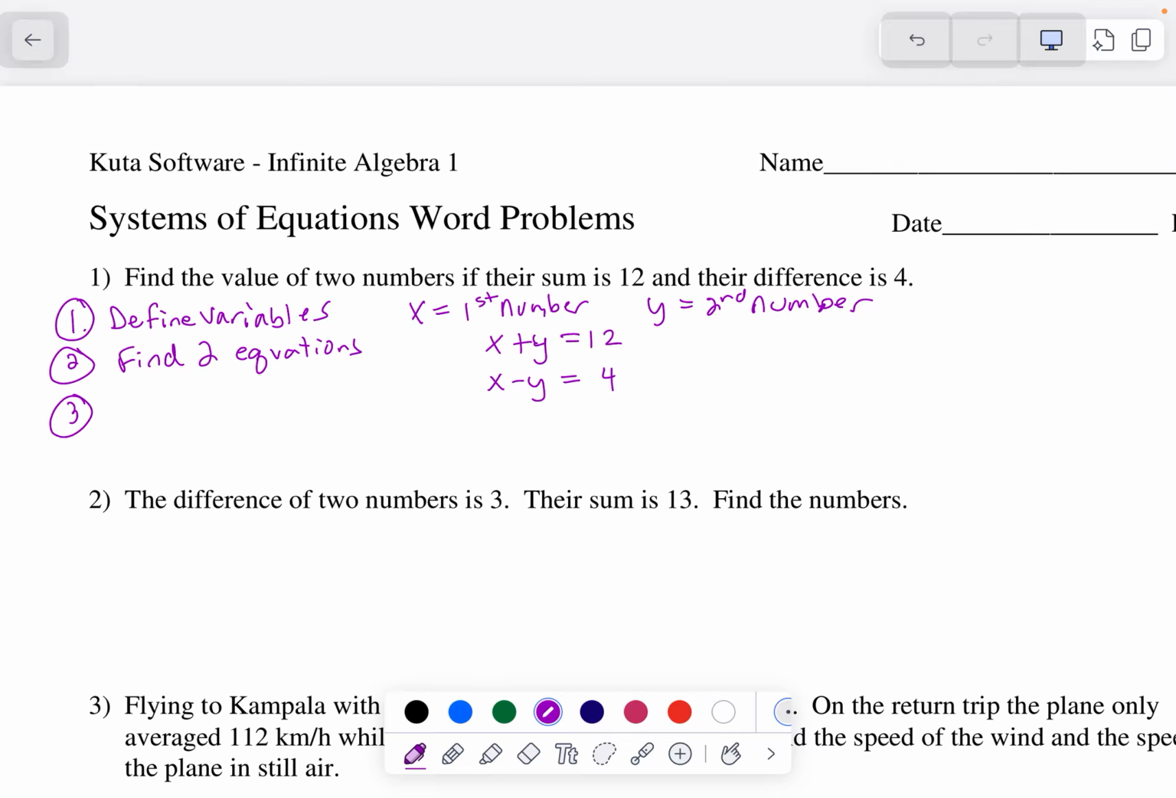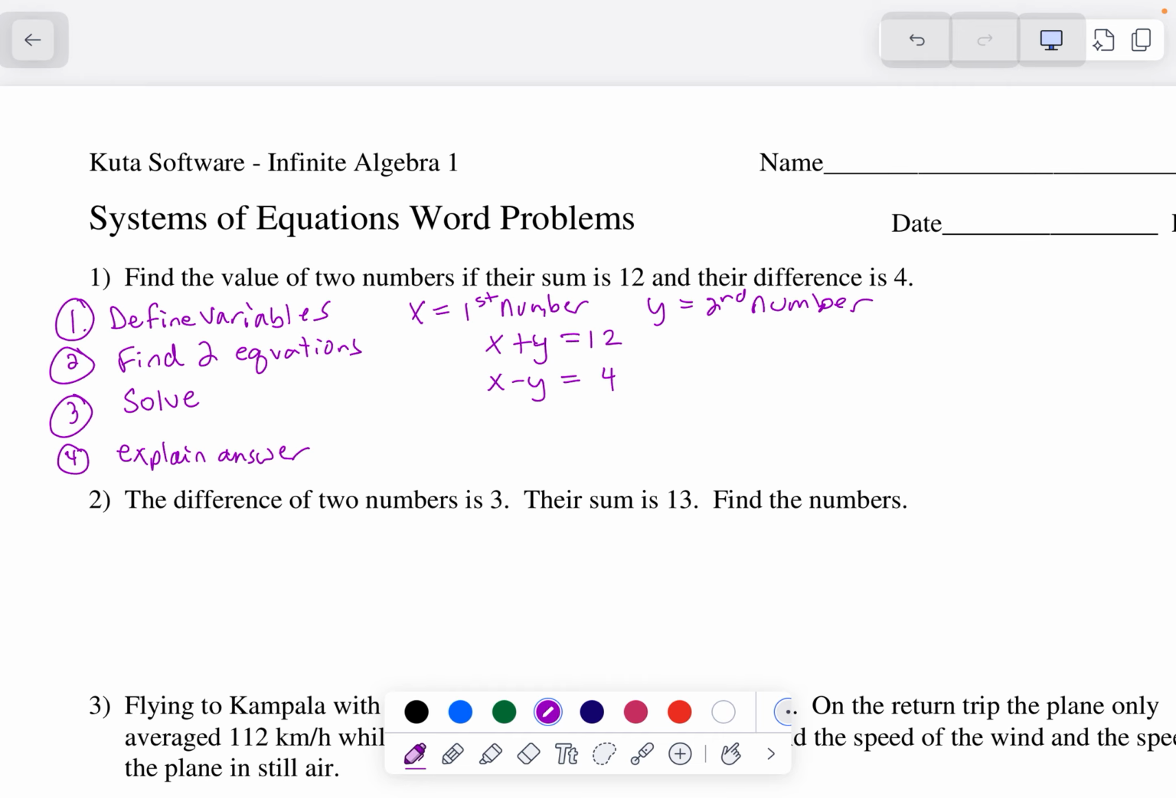Once you find the 2 equations, then you're going to solve them. When you solve them, feel free to use elimination, substitution, graphing, don't care. You pick a way and do it, okay? And then the fourth thing we're going to do is explain our answer. So every single time, you should do those 4 steps: define your variables, find 2 equations, solve those 2 equations, and then explain our answer. We've done 1 and 2. We have defined our variables, and we have the equations now.